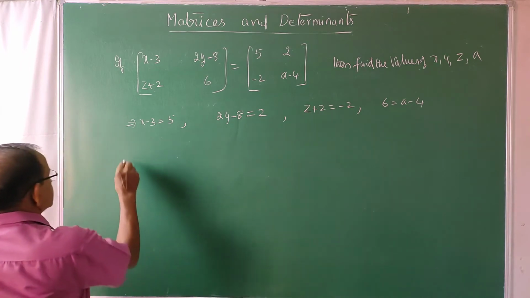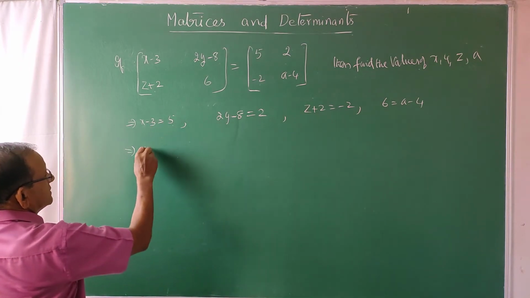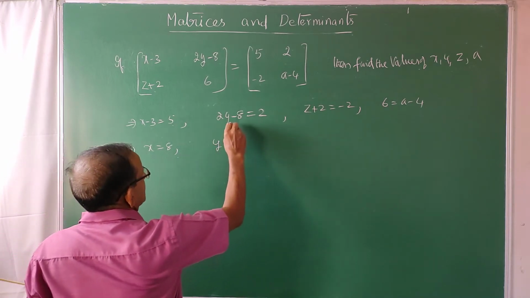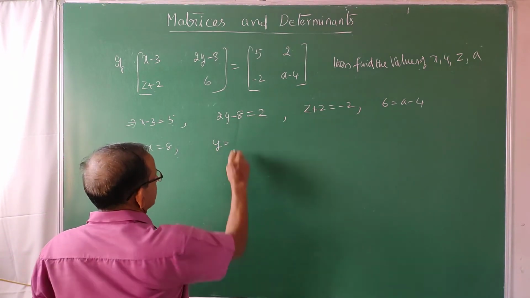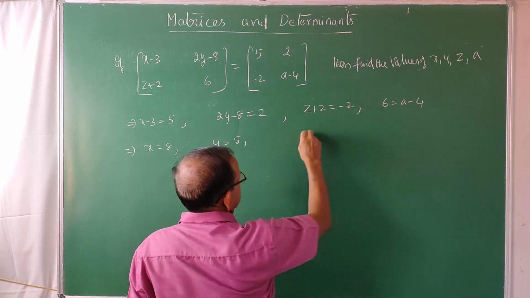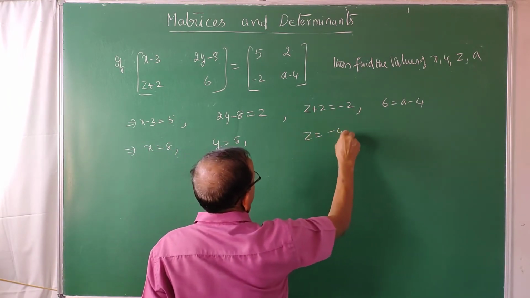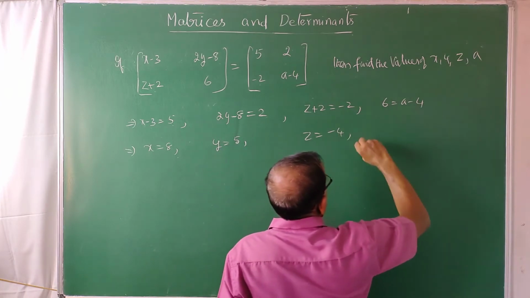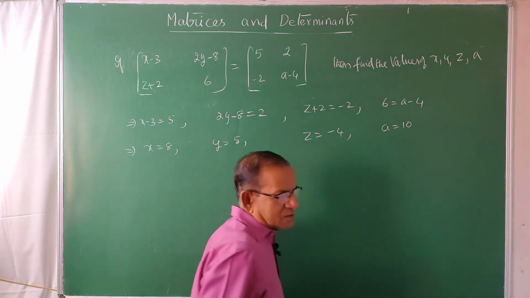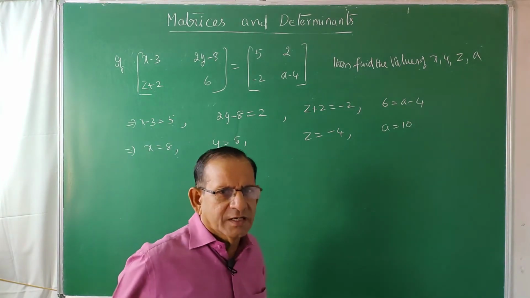That implies you bring 3 to the right side, x is equal to 8. From this, what is y? 2y is equal to 8 plus 2, 10. So y is equal to 5. z plus 2 is minus 2 means z is equal to minus 2 minus 2, minus 4. And bring 4 to the left side, 6 plus 4 is equal to a. So a is equal to 10. So I have to find out the unknowns like that.